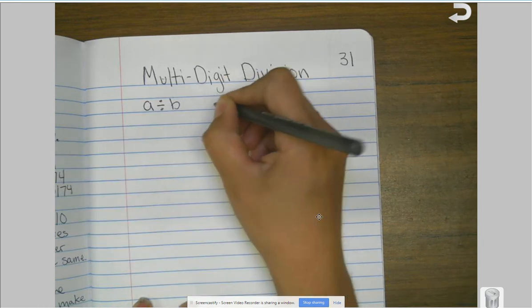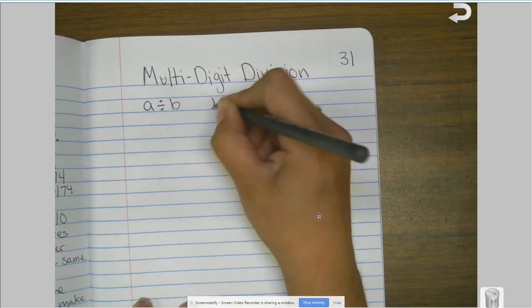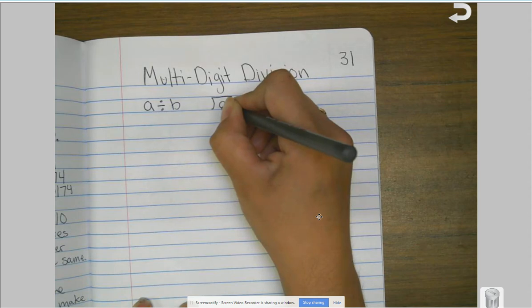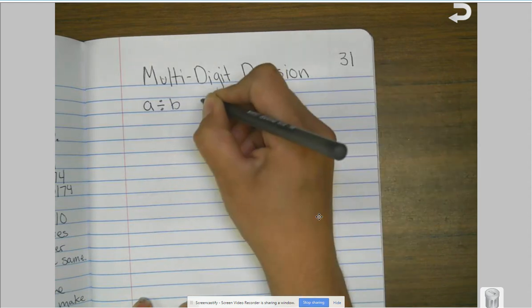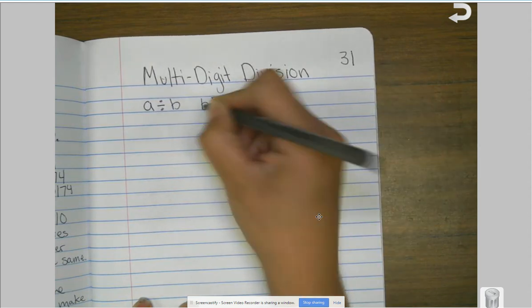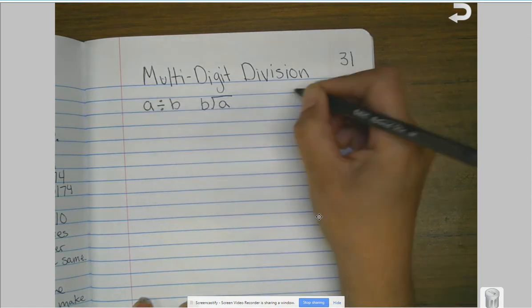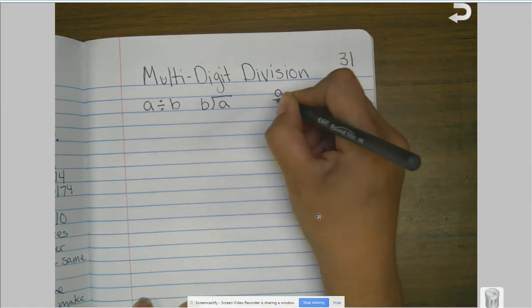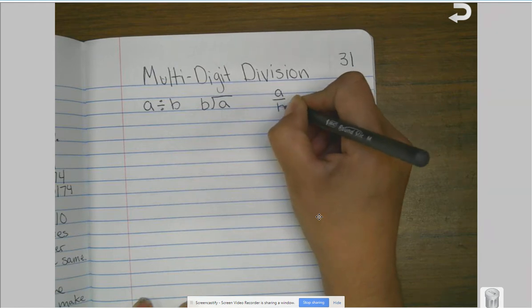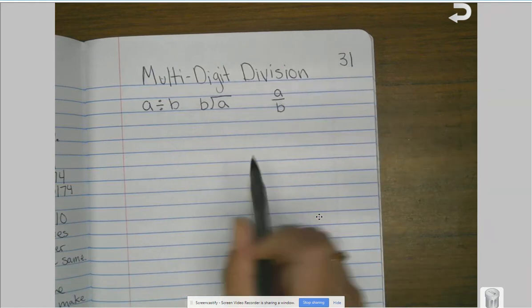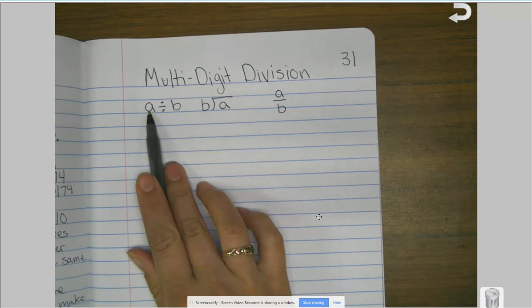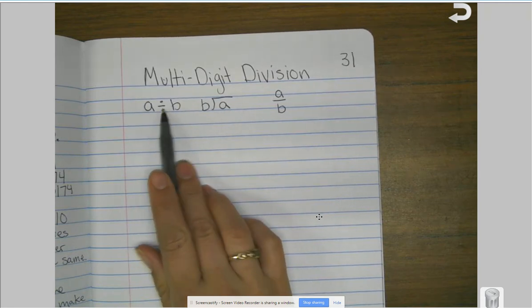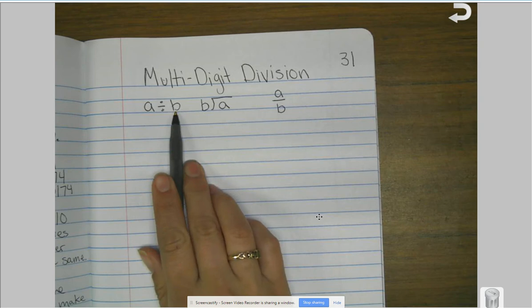Another way you might see a division problem is the number that's being divided inside a box and the number that's doing the dividing on the outside. The last way you might see it is in fraction form. But what's important for you to know is that all of these mean the same exact thing. It means this number right here, which is known as the dividend, is being divided up by the divisor, and your answer would be the quotient.